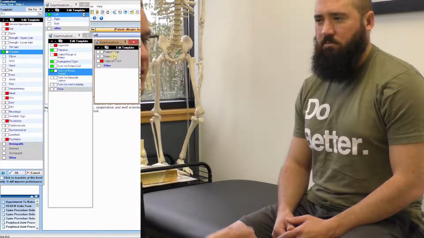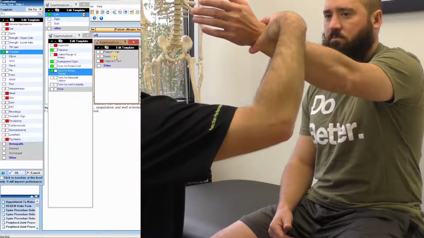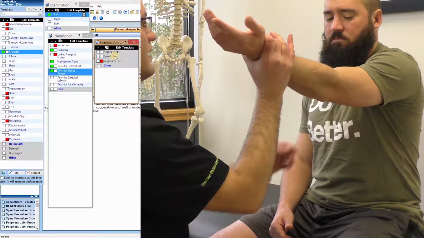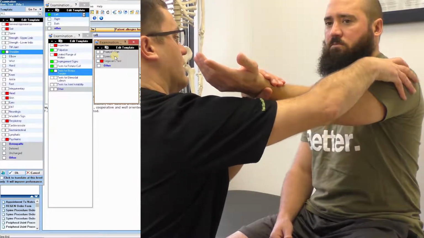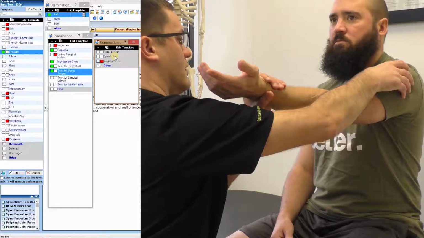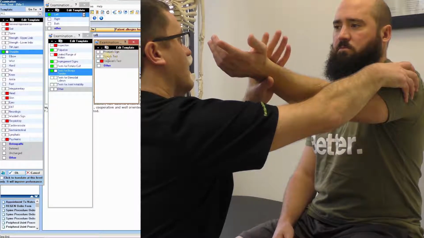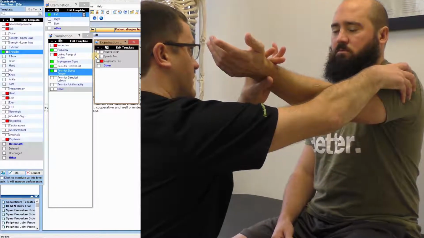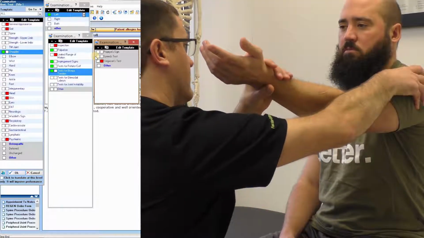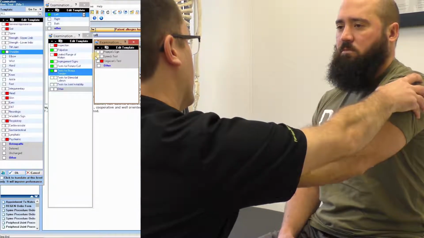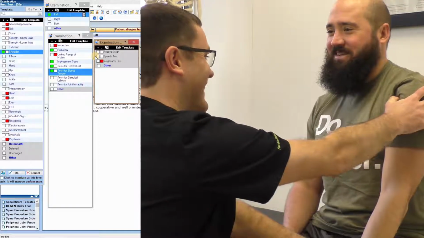The next test is called Speed's test. So go ahead and bring your arm up here. I'm going to have your hand like that. I'm going to switch here. Okay. So Rob, I'm going to push down with this hand. What I'd like you to do is resist me, but let me win. Okay? Any symptoms with that? No, a little bit. Okay.